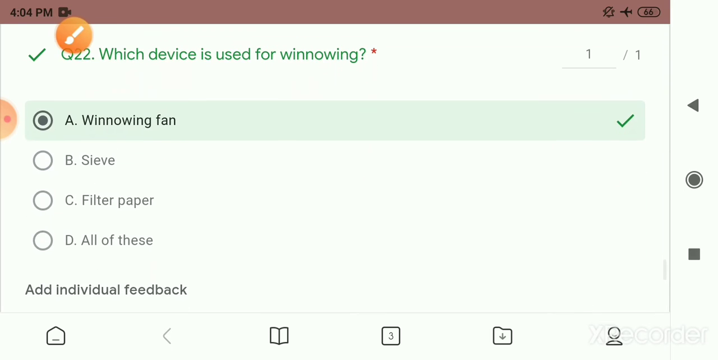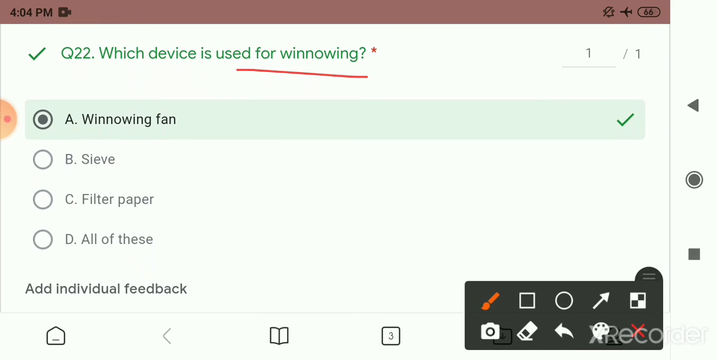Next is 22nd number. Which device is used for winnowing? So here options are winnowing fan, sieve, filter paper and all of these. So your answer is option A, that is winnowing fan. Winnowing fan is used for the winnowing method, as the name itself suggests. So your answer is option A, winnowing fan.